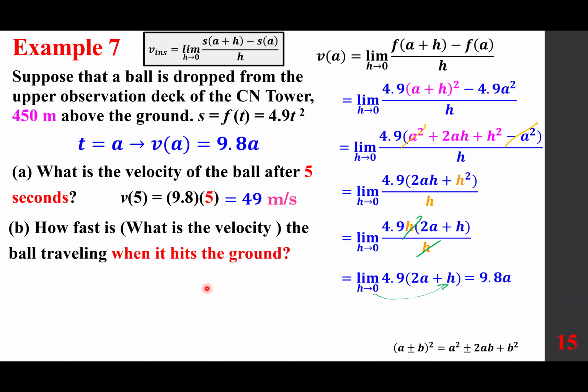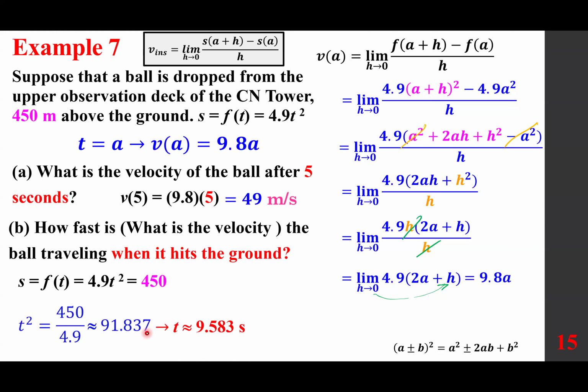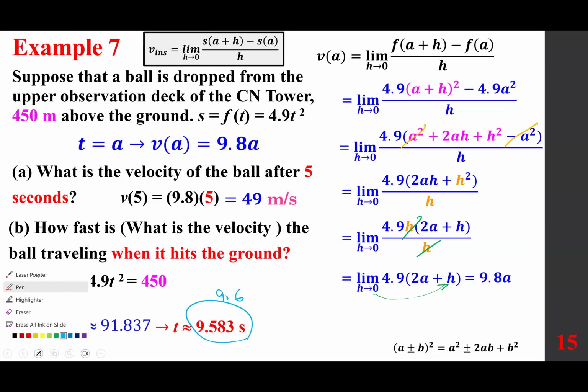What about this one? First, we have to find the t. It's going to hit the ground. It's going to cover 450 meters. So f of t, which is 4.9 t squared, equals 450. We're going to solve for t, which means we're going to divide by 4.9. And then we're going to take a square root of that. And normally you want to go with a lot of decimals, depending on type of question. This is an approximation, by the way. And I'm going to just go with 9.6. Okay, I did the round.